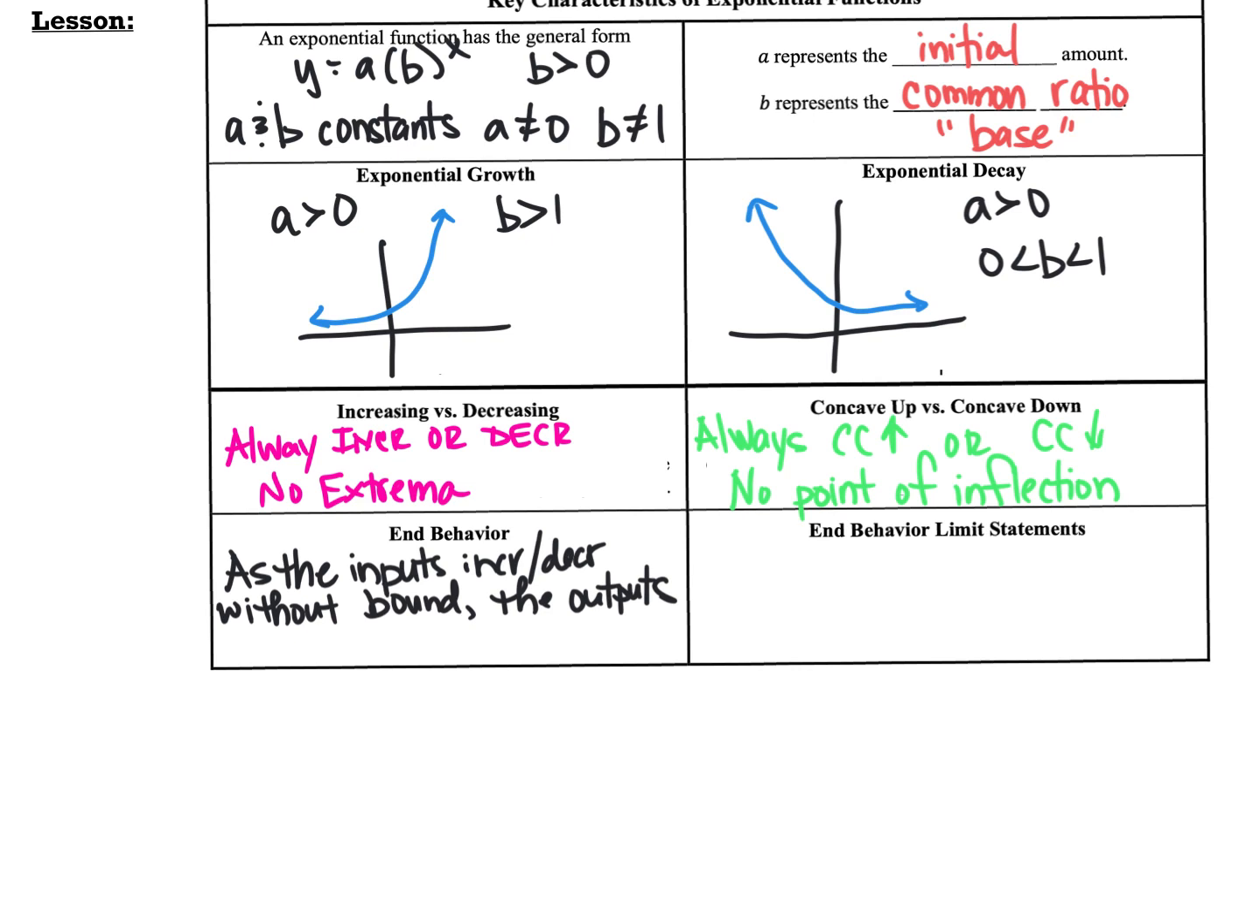Okay, so let's look at the exponential growth function. As x gets towards negative infinity, what does that graph seem to get closer and closer to? What's the y values doing? Yeah, it's getting closer to zero. That's a horizontal asymptote. All exponential functions have a horizontal asymptote. So the outputs are going to do this.